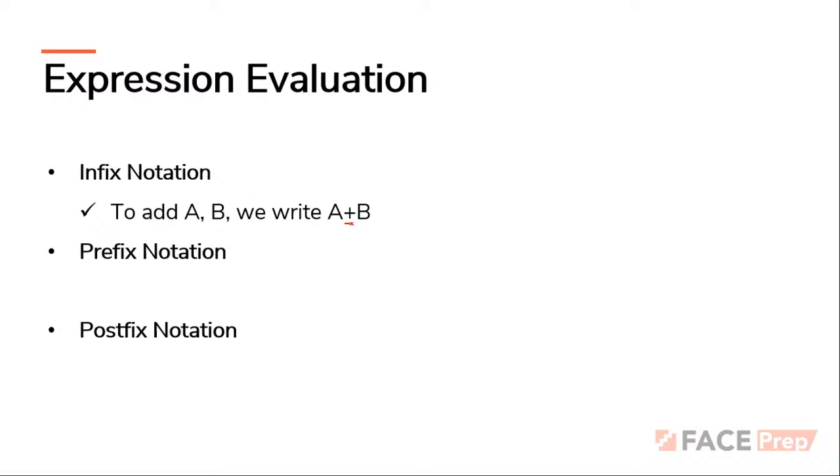Next, when we go for prefix notation, how can I denote it? To add a and b, we write it as plus a b, where plus is the operator and a, b are the operands. In infix notation, the operator is placed between the operands. When I go for prefix notation, the operator is placed at the beginning, then the two operands are placed.